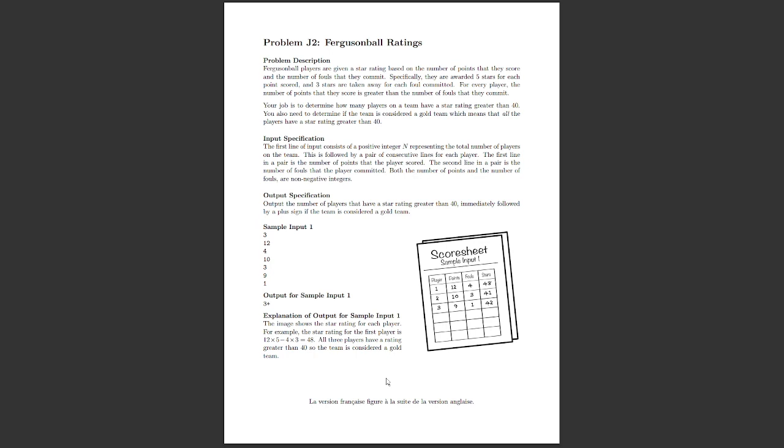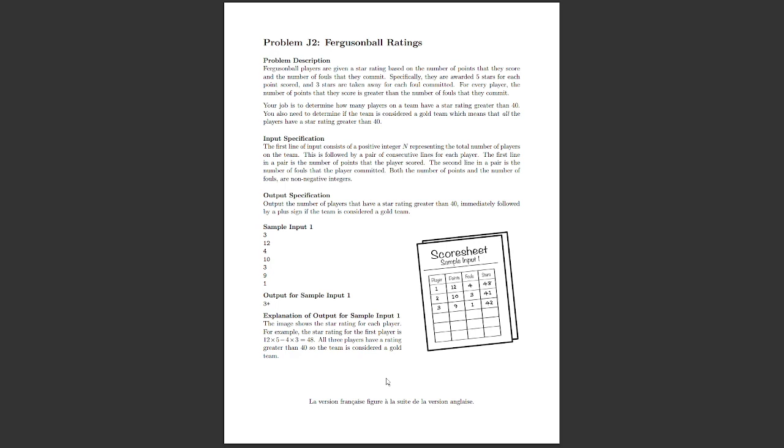Output specification. Output the number of players that have a star rating greater than 40, immediately followed by a plus sign if the team is considered a gold team. And the gold team is a team where all of the players have a star rating greater than 40. Okay, let's look at sample inputs and outputs.